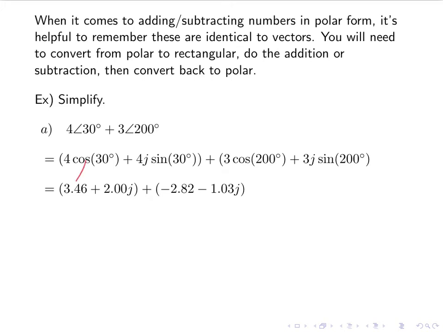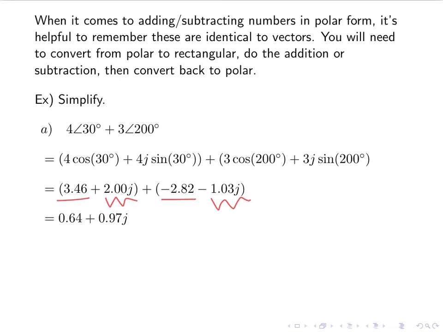Right, so these are all strictly equivalent to each other. And now I'm adding two numbers in rectangular form. If I'm adding, I can just ignore the parentheses, combine the reals, combine the imaginaries, and that's going to give me 0.64 from my real part and 0.97 for my imaginary part. Now I need to convert it back into polar.